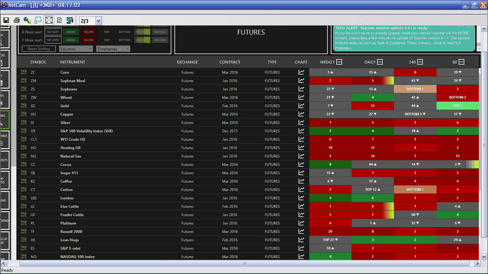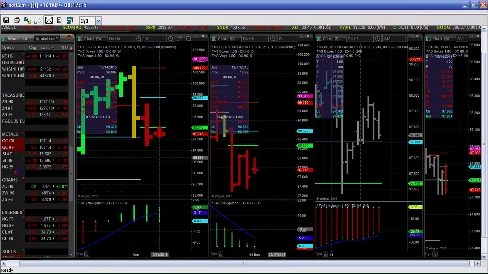Okay, so let's take a look at something else here really quick. So that's the deal in the dollar. We're going to take a look at natural gas. Let me get that off of there. Where's natural gas? Here we go.